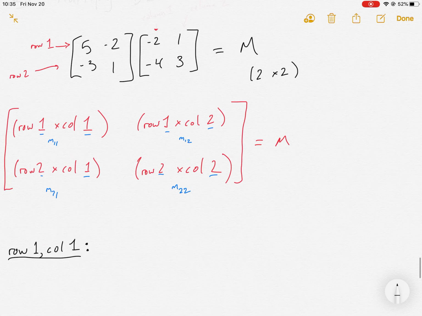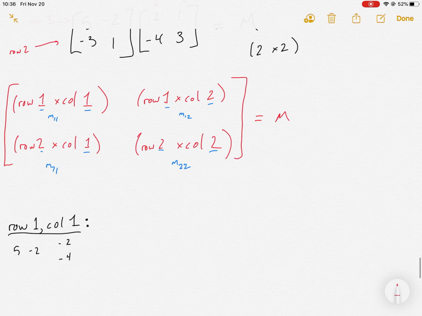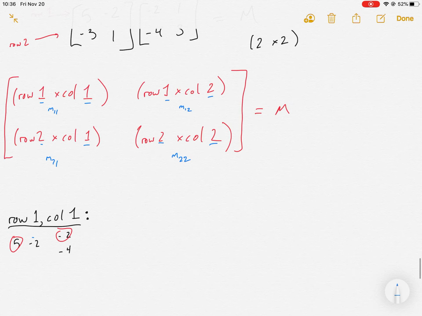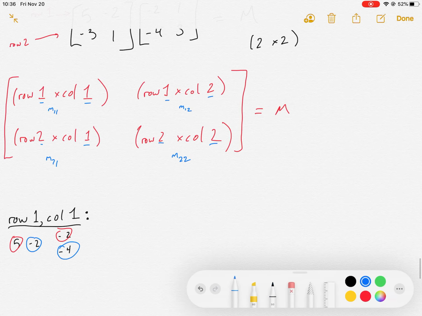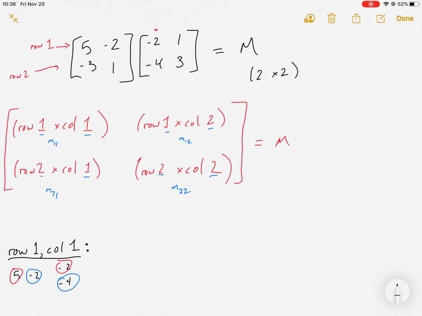So taking a quick peek up here, row 1 is the 5, -2, and then column 1 on the other matrix is -2 and -4. So what I'm going to do is line up these terms. The 5 and the -2 are going to go together, and then the -2 and the -4 are going to go together. And this might be somewhat reminiscent of the dot product because we're going to multiply those terms.